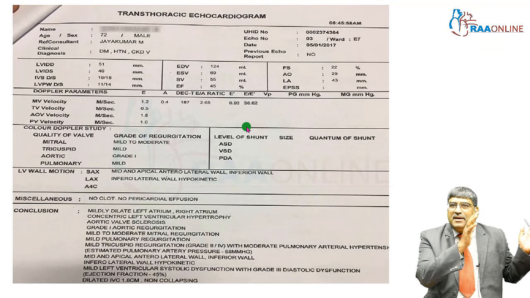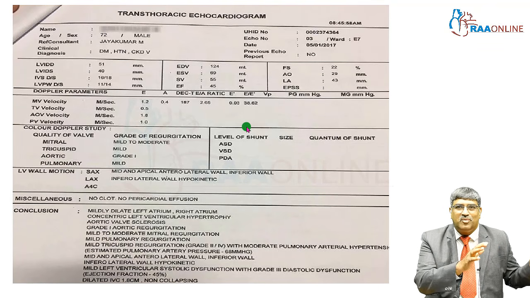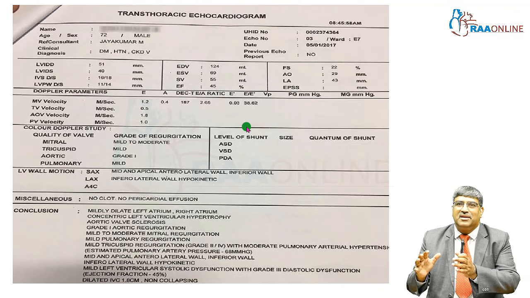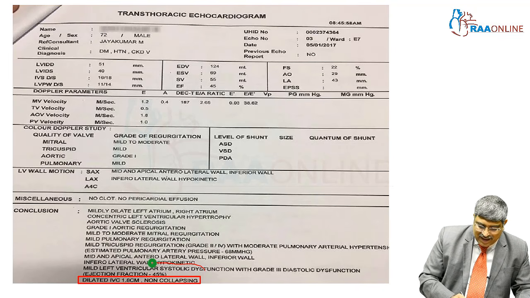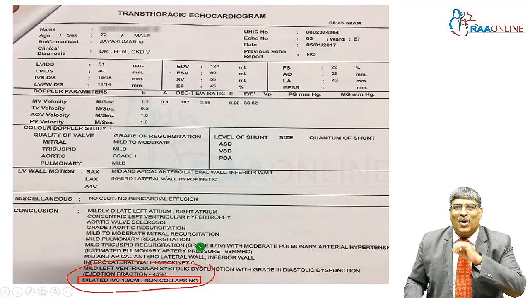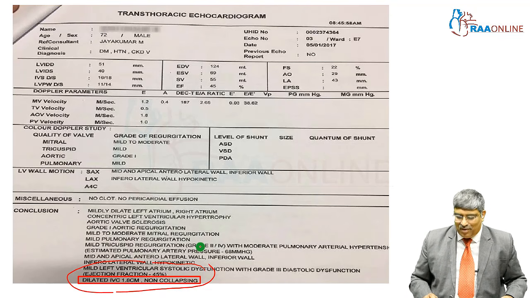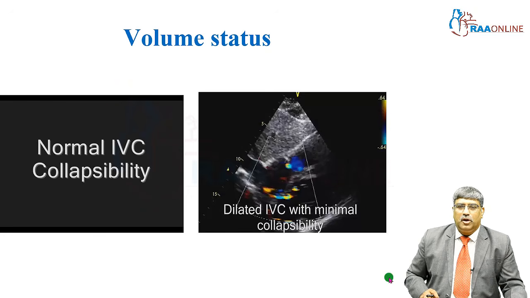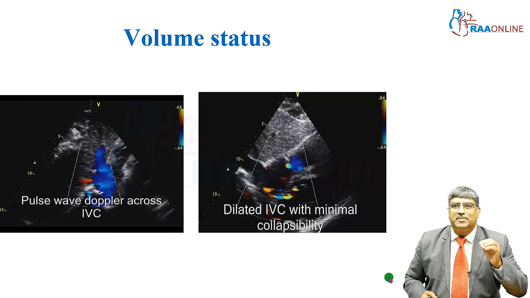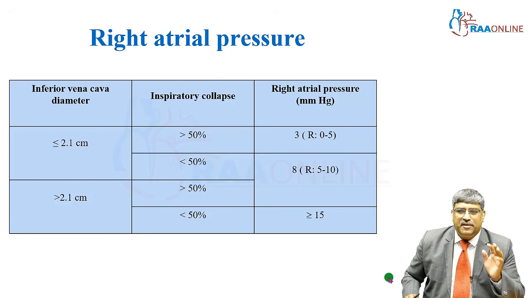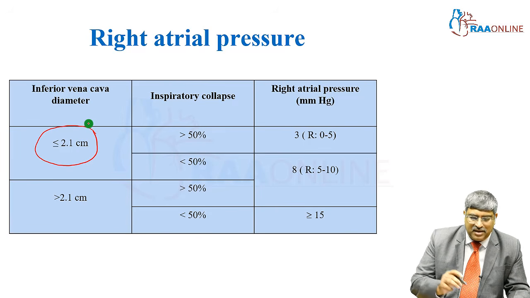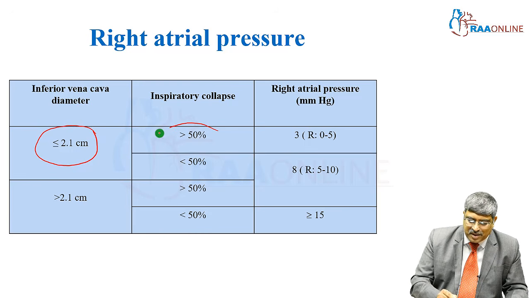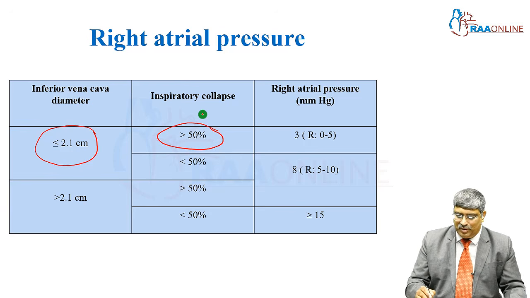Now, we looked at the left ventricle systolic, diastolic, regional wall motion, ejection fraction. Then we looked at the right ventricle. Now, we have to look at the volume parameter. Here, you have a dilated inferior vena cava, which is not collapsing, which means your volume is loaded. You look at the IVC diameter and the collapsibility of the IVC. The normal IVC diameter is around 1 to 2 centimeter. If your IVC diameter is less than 2.1 and the collapsibility is greater than 50%, your CVP is low.